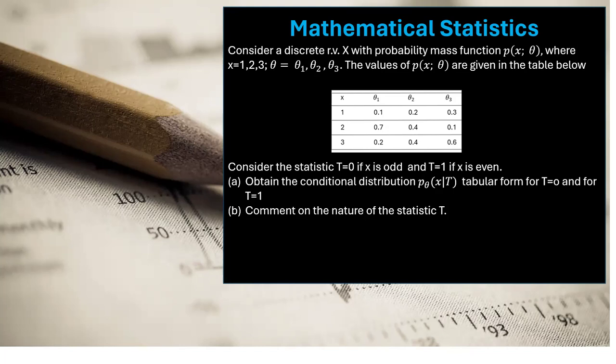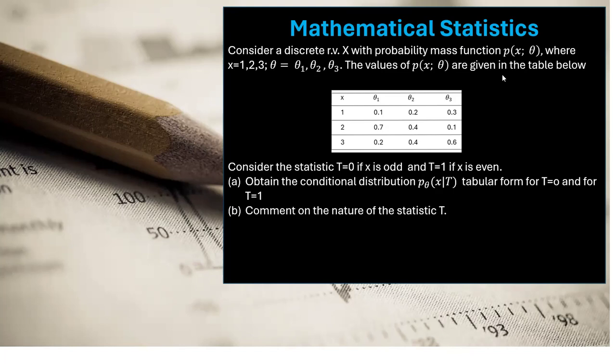Okay, so now the first problem is here. I want to define the statistic T. How do we define this statistic? If x is odd, then I let T equal 0. If x is even, then I let T equal 1. I want to find the conditional probability of X given T, then put it into a tabular form. After we see the tabular form, let's take a look at the nature of this statistic.